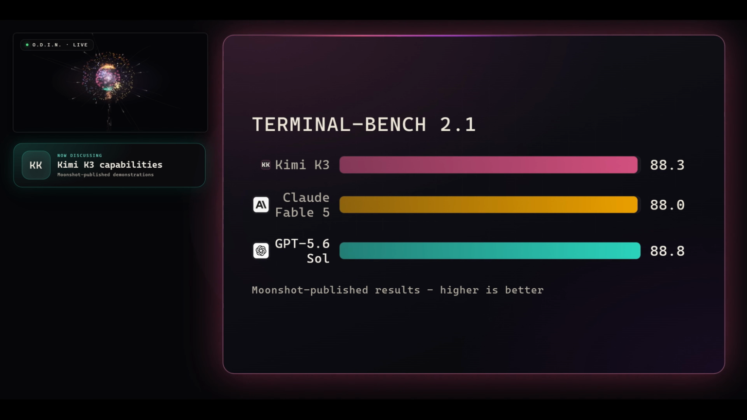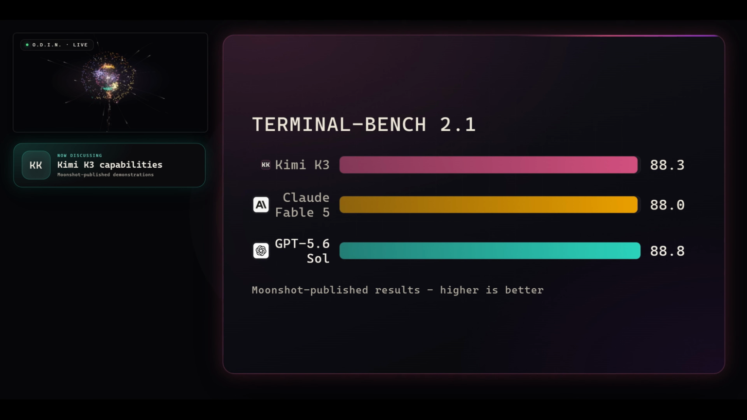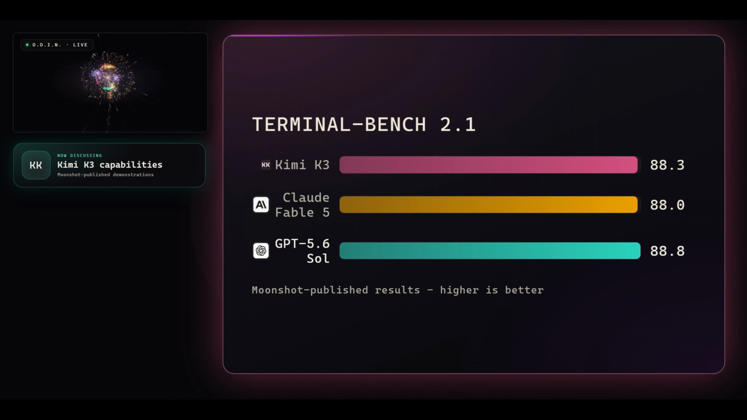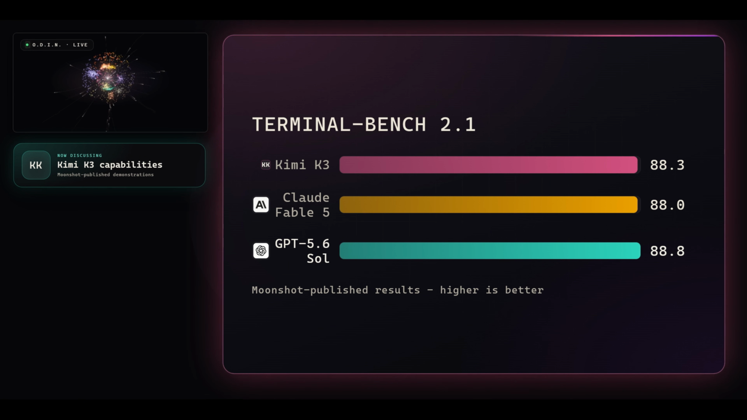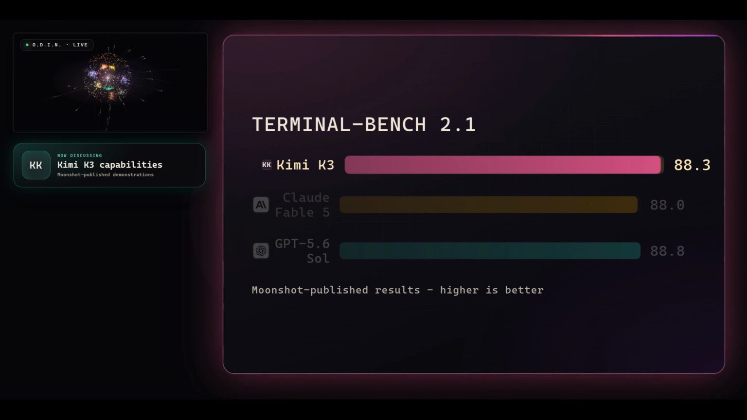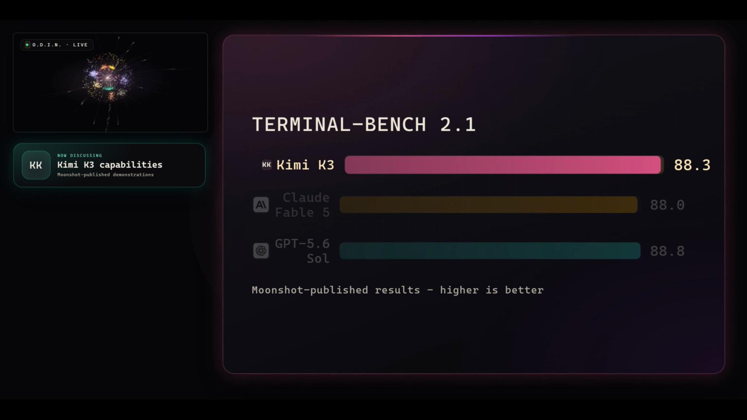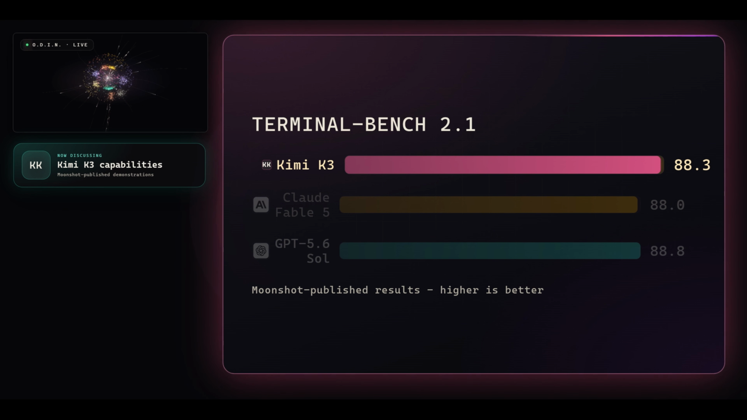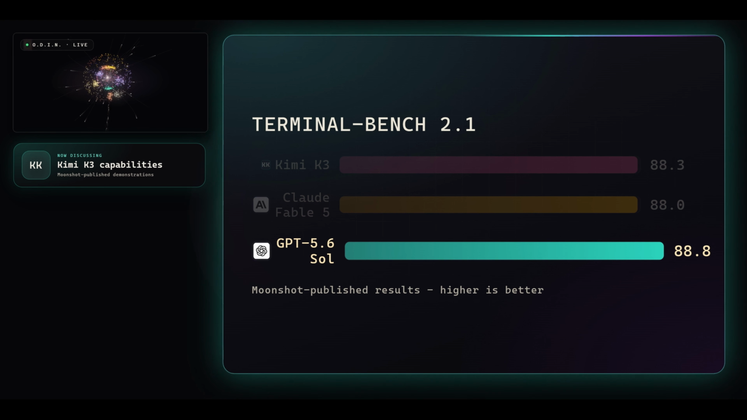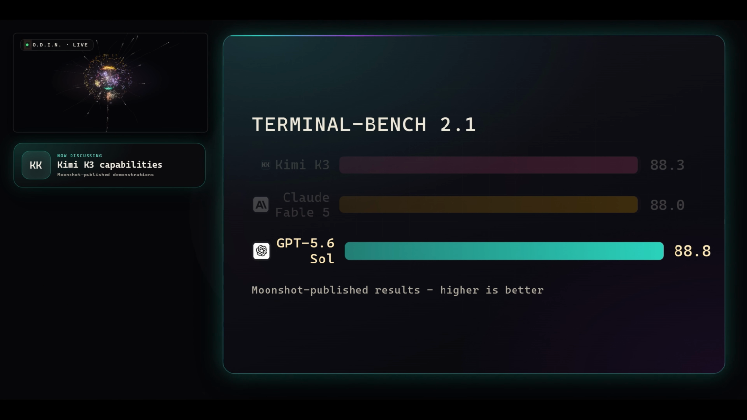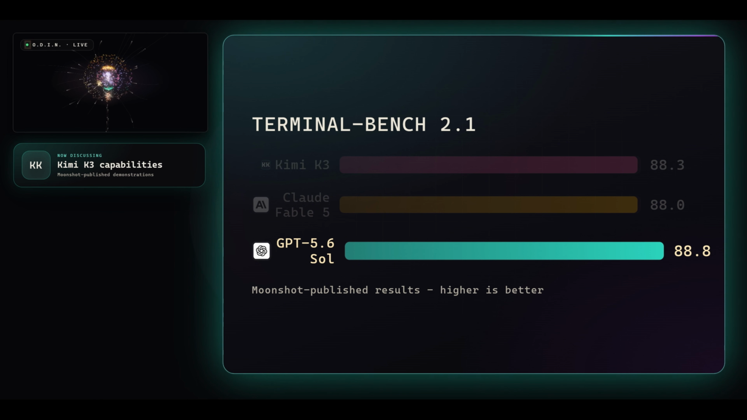The benchmarks deserve the same discipline. On Terminal Bench 2.1, Kimi K3 scores 88.3, Claude Fable 5 scores 88.0, and GPT 5.6 Sol scores 88.8. Kimi K3 at 88.3 is effectively in the same terminal task band as both closed systems. GPT 5.6 Sol still leads this specific table at 88.8. Close is meaningful, pretending Kimi wins would not be.